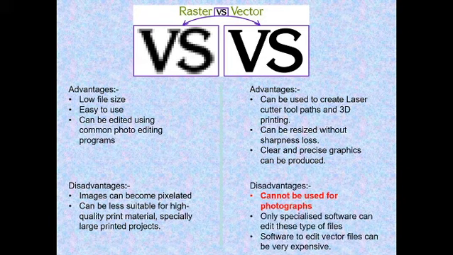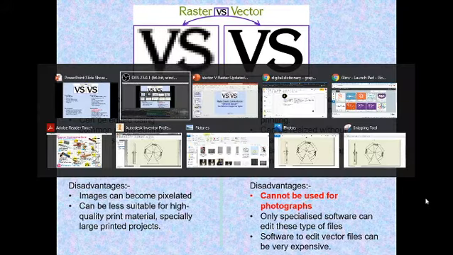Disadvantages of vector: it can't be used for photographs. You need specialist software to do it, and it can be expensive to buy that software. Now I'm going to try and show you a couple of examples here, so bear with me.